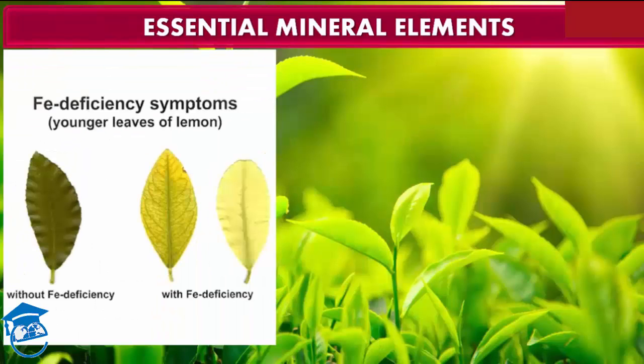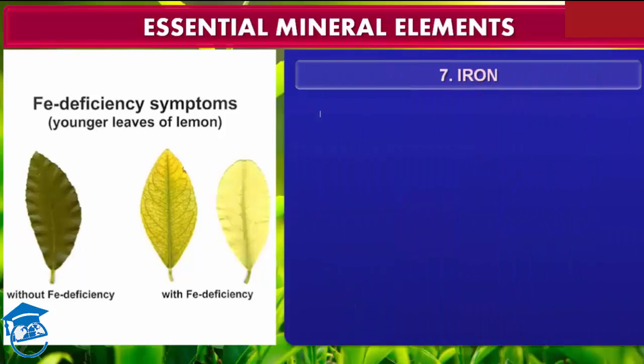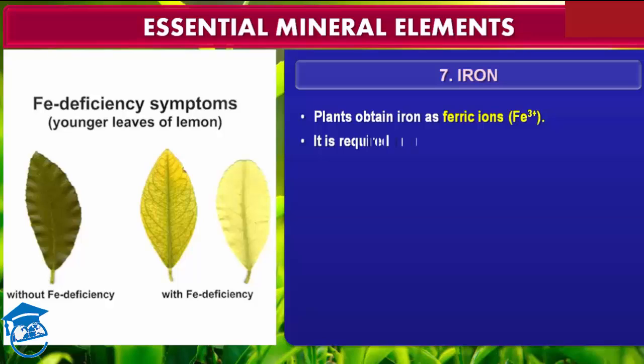See, we will study about the iron first now. Iron. So plants obtain iron as ferric or ferrous iron. Okay, it is required in large amounts in comparison to other micronutrients, students.